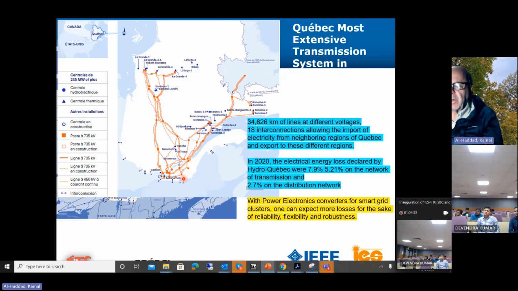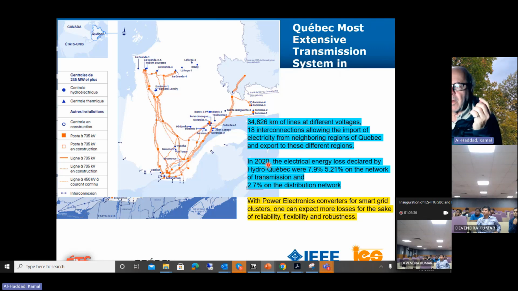So we have 35,000 kilometers of line, with different voltages from 735 kV down to 12.5 kV or 480 kV on the line, depending on how far or how close we are to the clients. This is another issue that you guys can work on. We have more than 10% electric energy losses declared by the utility company, where 7.5% is on the transmission network and 2.7% on the distribution losses. So we have more than 10% losses in all these equipment, even though we have a very young and almost updated transmission line.